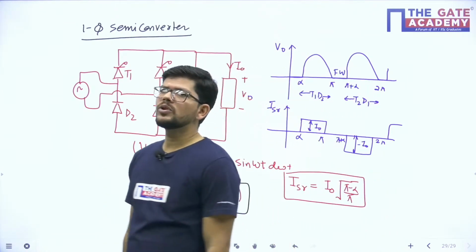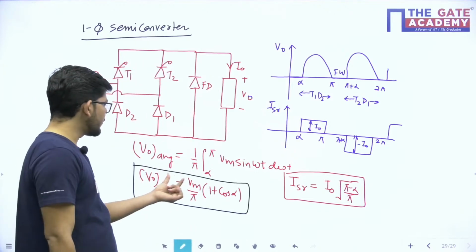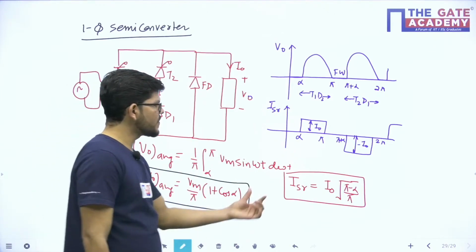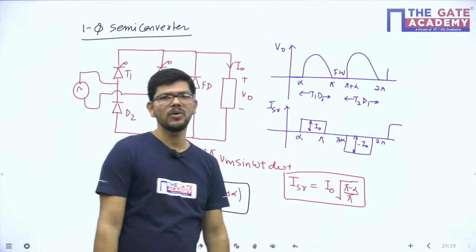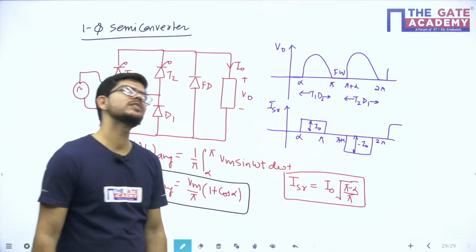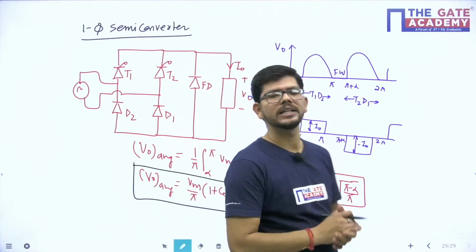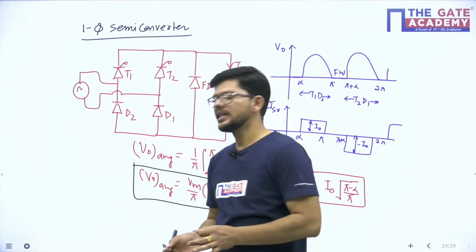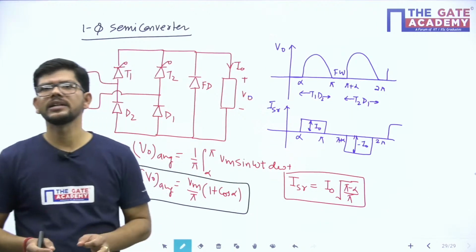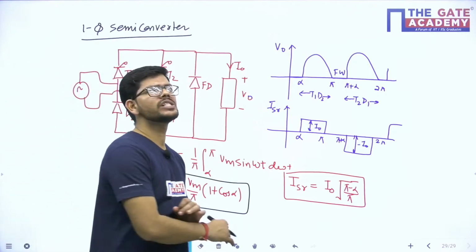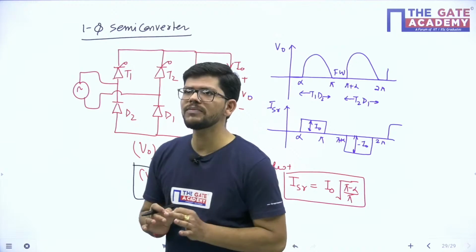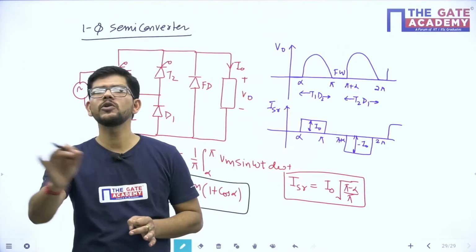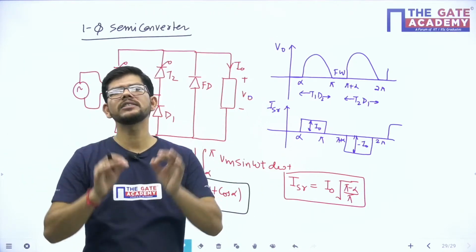So the output voltage in case of semi converter will be Vm by pi (1 plus cos alpha). RMS value of source current will be I naught under root (pi minus alpha) upon pi. See, in case of phase control rectifiers, if you know the formula, then you don't have to know anything. There are direct questions asked from phase control rectifiers, and if you know the formula, you are definitely going to solve the question and the marks will be yours.